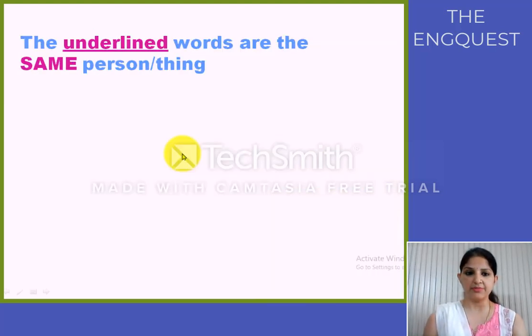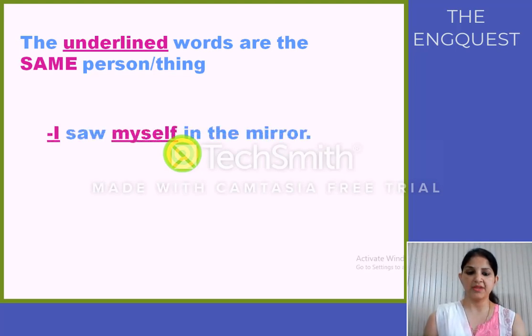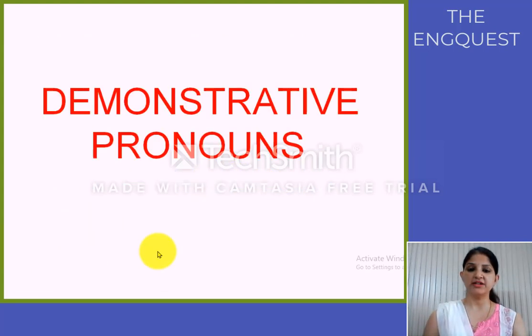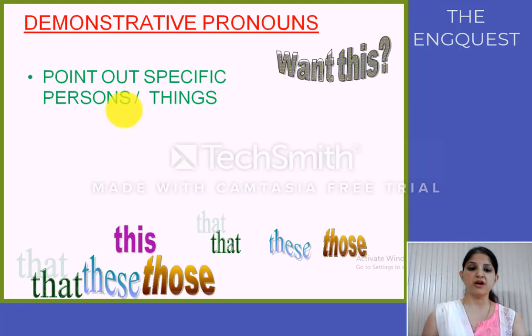Let us see some of the examples. The underlined words are the same person or the thing. I saw myself in the mirror. Here, I is the subject and reflexive pronoun myself is referring to I. In the next sentence, why do you blame yourself? Here, yourself is referring to you. Now let us talk about the demonstrative pronouns. So demonstrative pronouns point out special person or thing.